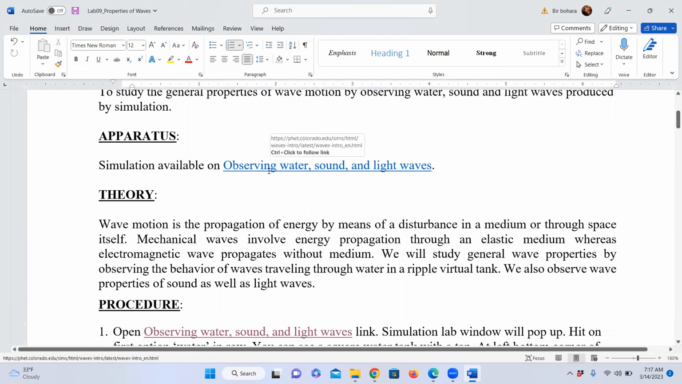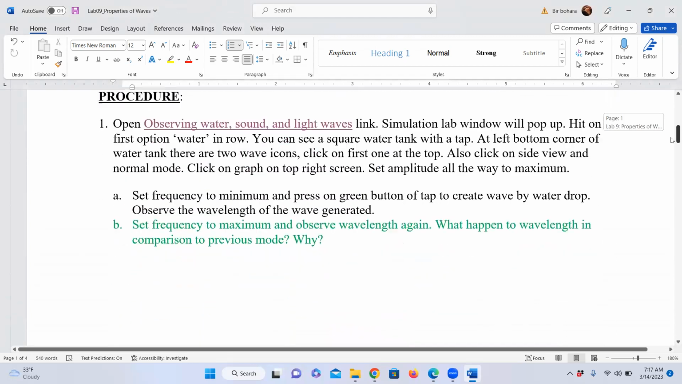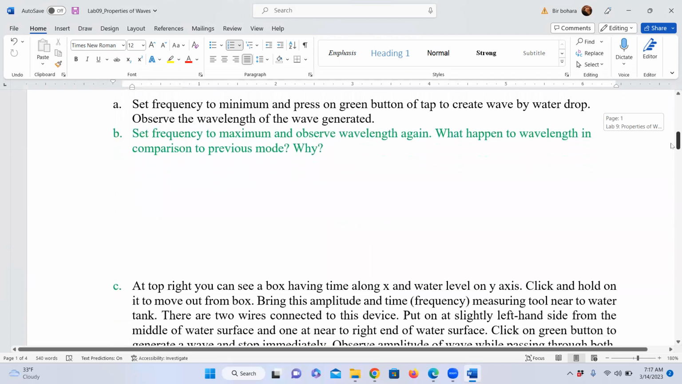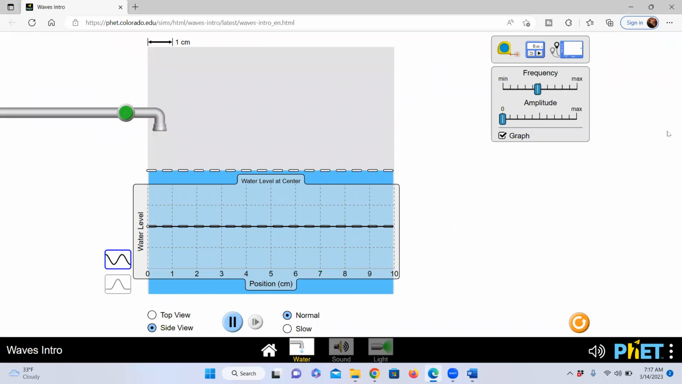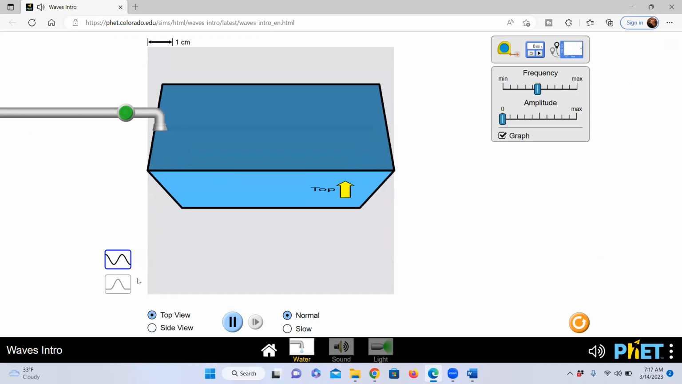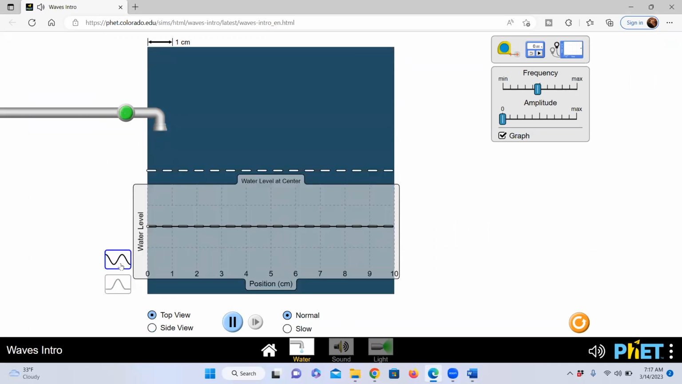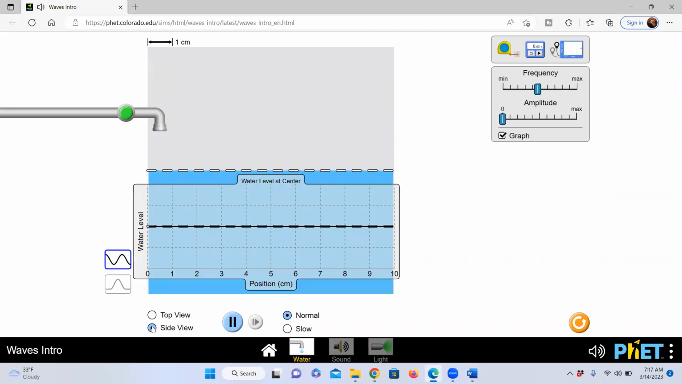Here it is. You can click on it and you will be heading to the simulation window. So the first thing we are observing is the wave behavior of water. Once you click the link given above, you will be heading to this window, and this is the first option for water wave. Click on side view. It's better to observe side view for water waves. You can clearly see what is happening at the top of the water level when the wave is passing through it.